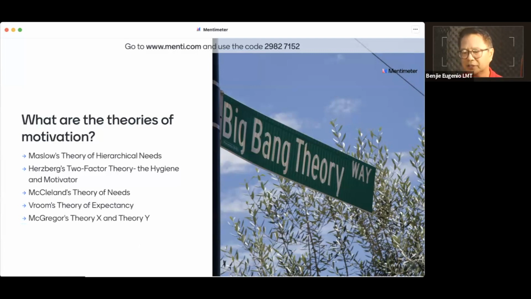But for our purposes of discussion, I would like to just be delving into three theories nga very, very popular at the moment, which is the Maslow's theory of hierarchical needs, and the Herzberg's two-factor theory, the hygiene and motivator, and of course the McGregor's theory X and theory Y.